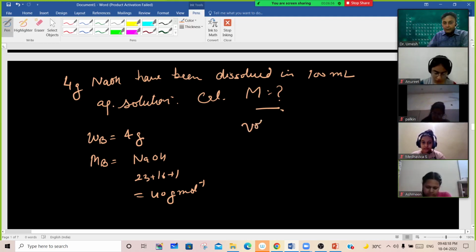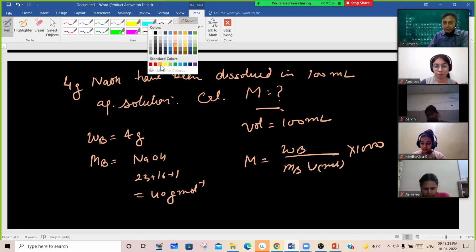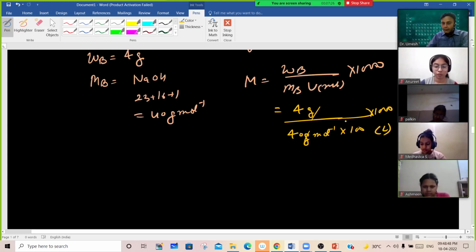And the volume is equal to 100 milliliter. To get the molarity, I need WB upon MB, volume in milliliter, then multiply with the 1000, right? So WB is equal to 4 grams, MB is equal to 40 gram per mole, volume is 100 into 1000. That comes out to be liters. Gram is cancelled, right? It is now 10. That is equal to 1 mole per liter, or I can say 1 mole.